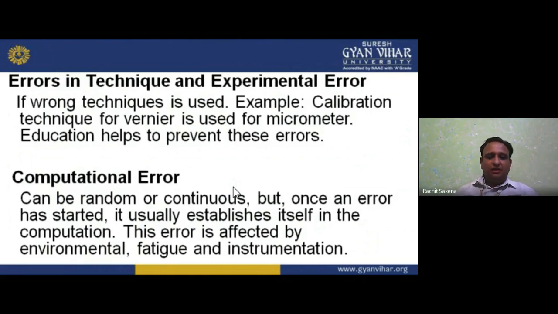So education helps to prevent these errors. This means training, how to measure the thing and which instrument I have to use. So through this we can prevent these errors.